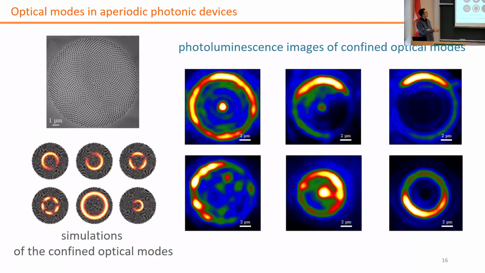What you can see is that we obtain these extended modes. Some look similar to the simulated ones, some a bit more complicated, but well, it's a fabricated device, so I think it can be expected that they're a bit more complex than what we expect from simulations.